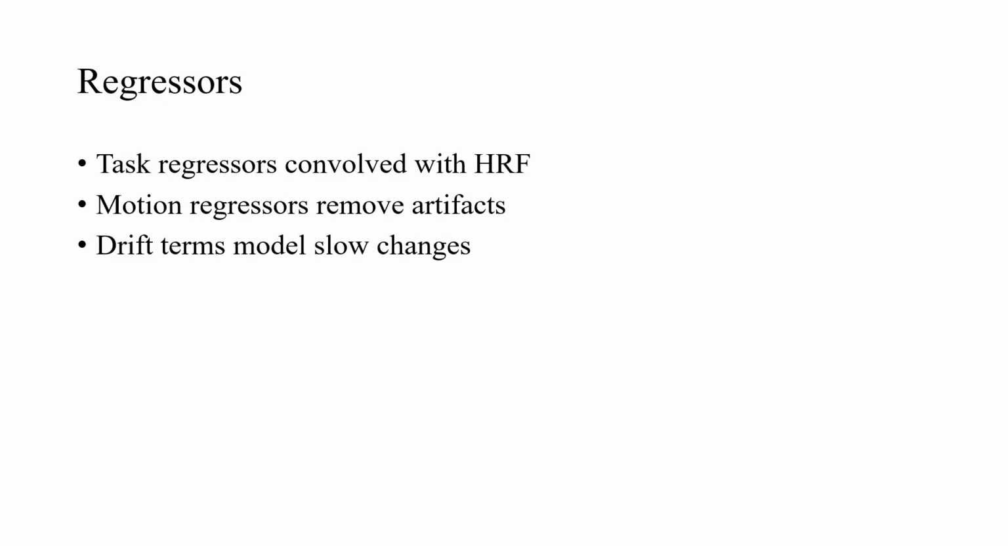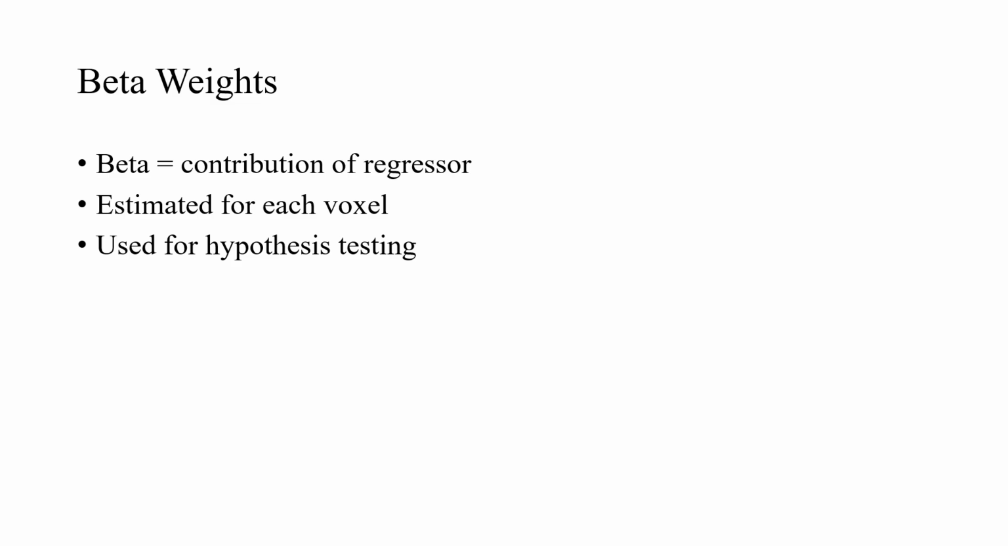The regressors are task regressors which are convolved with the HRF. Motion regressors are used to remove artifacts. Drift terms model slow changes over time. There are also beta weights, which look at the contribution of each regressor that you are using to estimate how the BOLD function is going, and this is absolutely useful for hypothesis testing.